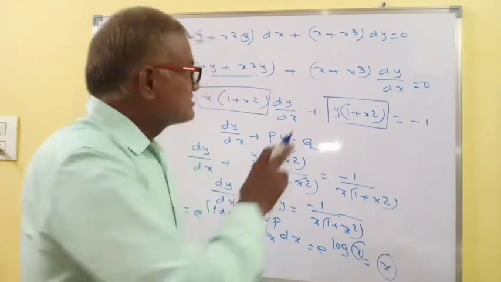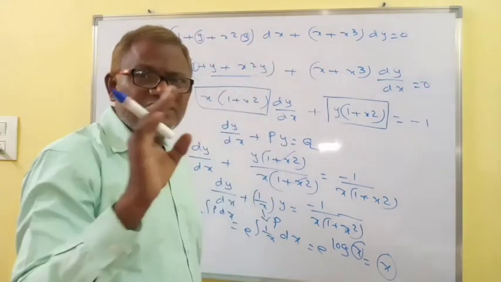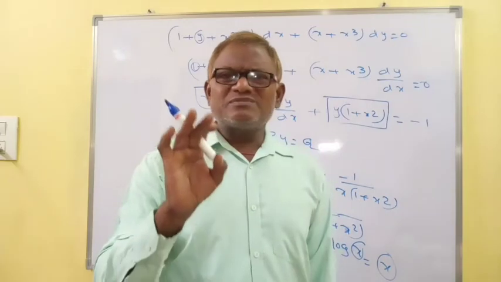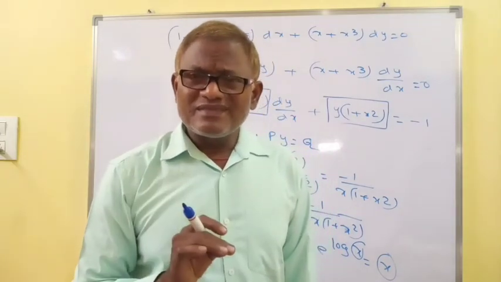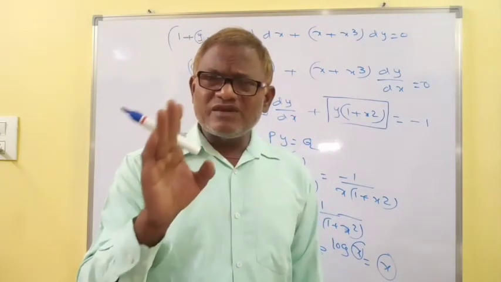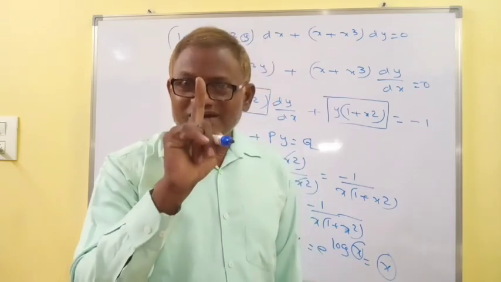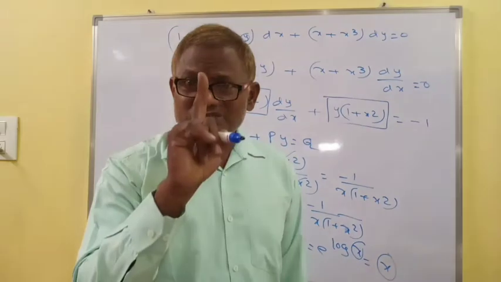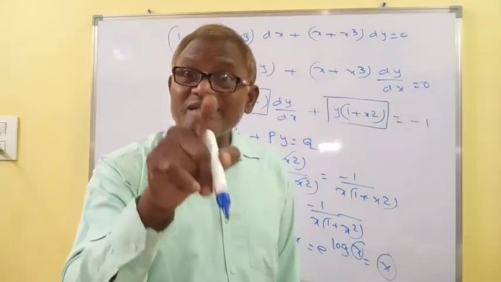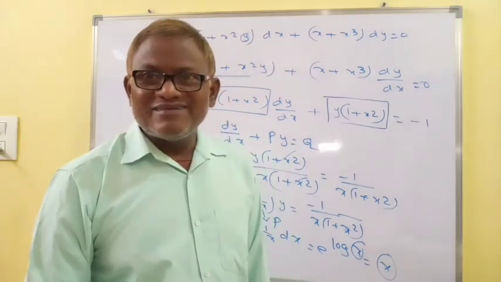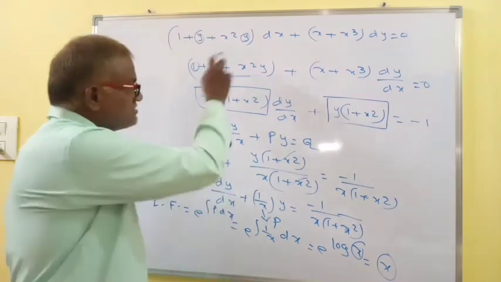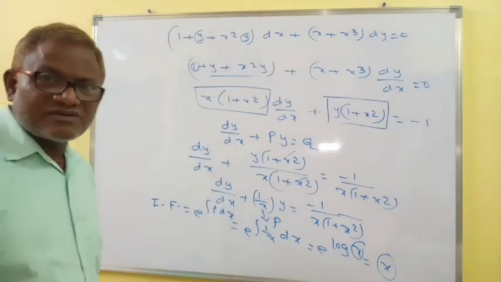Okay, so just think about the linear in y. dy by dx plus py is equal to q form. Here dy by dx and y may not multiply together at the same time. The power of y must be 1 only. That's why it is linear in y. So you just have to solve this one only.